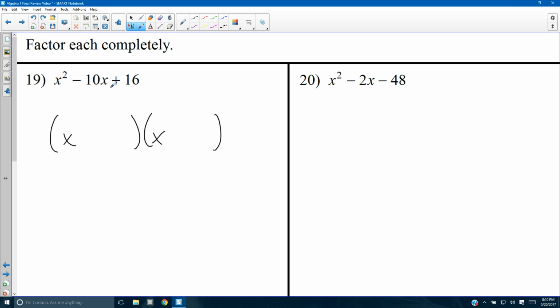Our product is positive, which either means both numbers are positive or both are negative. Because the sum is negative, that means both are negative. So let's try those factors again. Negative 1 minus 16 is negative 17. Negative 2 minus 8 is negative 10. Oh, ding, ding. Our numbers are negative 2, negative 8.